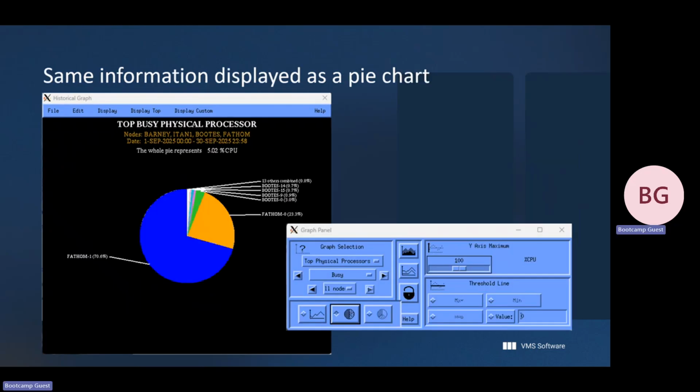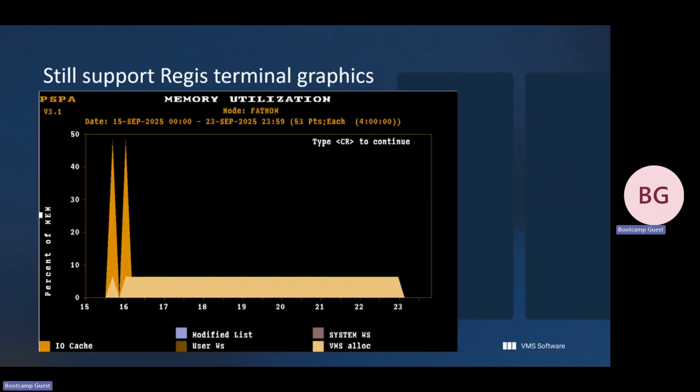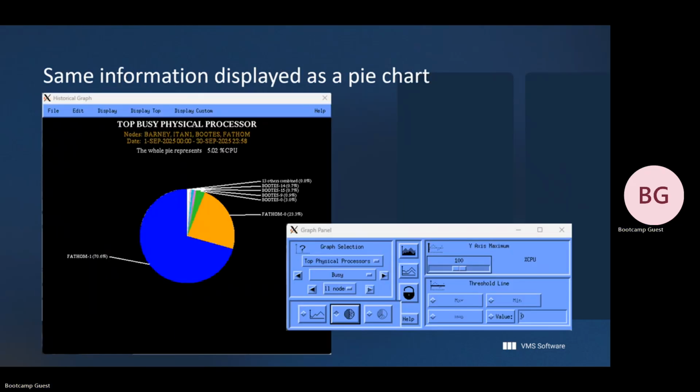Then, the same information displayed as a pie chart. If you like that visual better, you can do so. So basically, exact same information. We see once again Fathom here at 70.6, still top physical processors busy, etc. I changed a few little things on the graph panel there as well. I was just playing around, showing different things. And here, of course, we see our list of nodes: Barney, Itan 1, Boots, and Fathom.